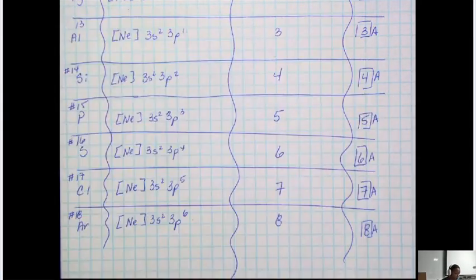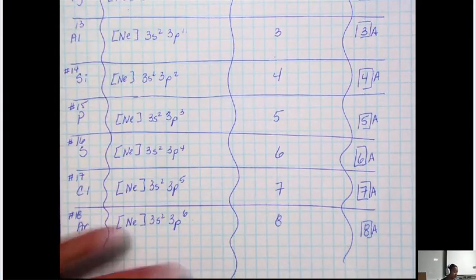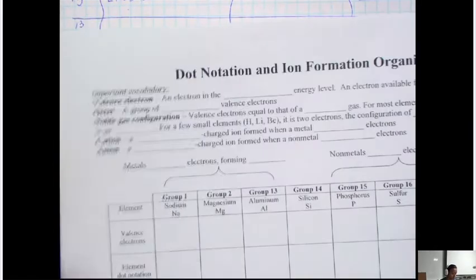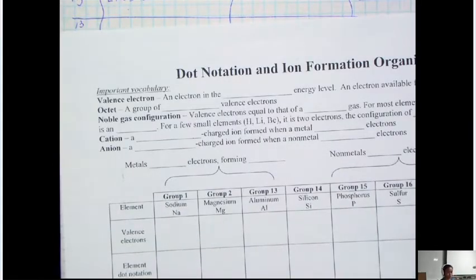Okay, so that would be it for this paper. Now I need you to go to the other note that looks like this. So open up the other one. So both of these notes will need to go into your notebook.